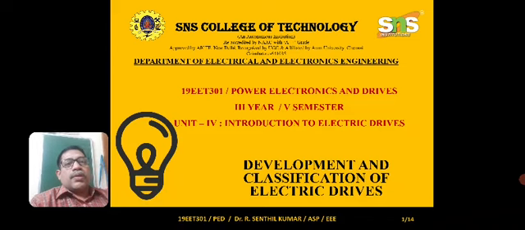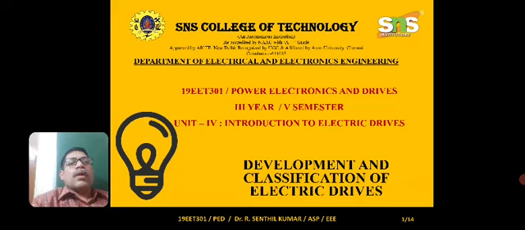Power Electronics and Drives. Now we are sailing in Unit 4, Introduction to Electric Drives. Unit 4 consists of two parts: one is an introduction to electric drives and the other is DC drives. Now we are going to study the introduction to electric drives. The topic here is the development and the classifications of electric drives.